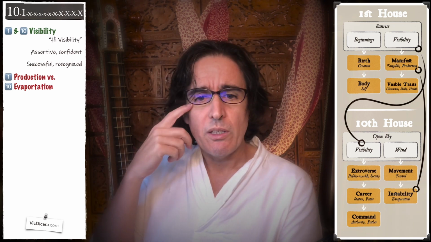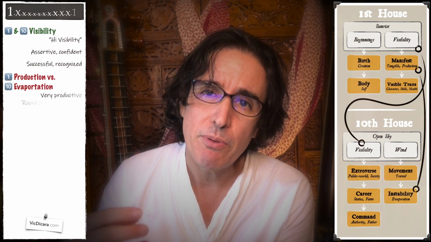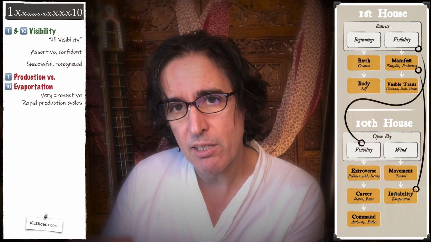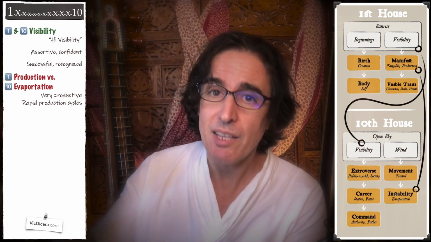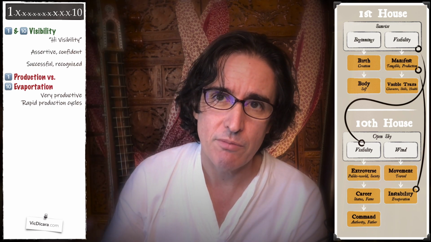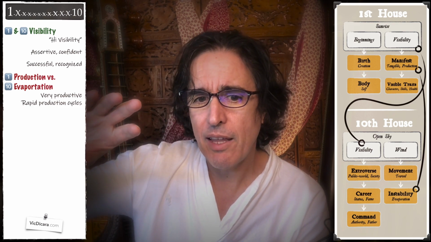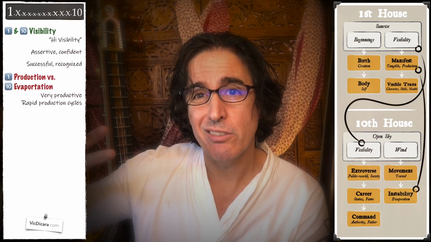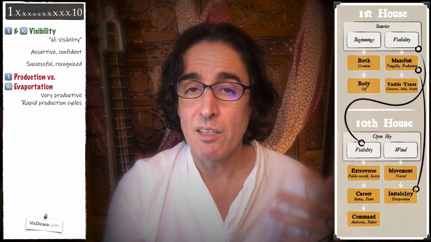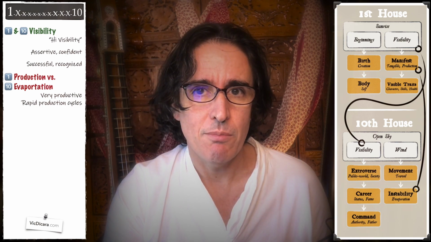So what you will expect from this is the person will be very productive, because the first house is involved, so there's a lot of productive energy in here and making things visible. But the 10th house is undoing the production. So you'll have a person that's very productive, but they have what we'll call a rapid production cycle. They bring things into being, and then those things get used up, and they replace it right away with the next thing that they bring into being.